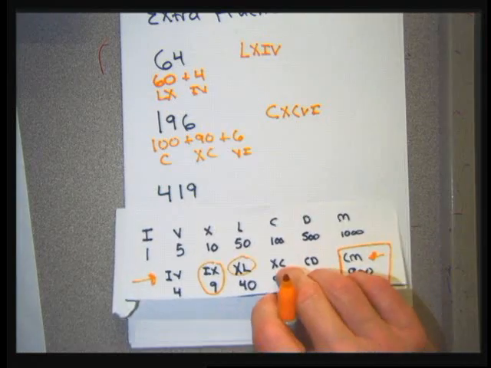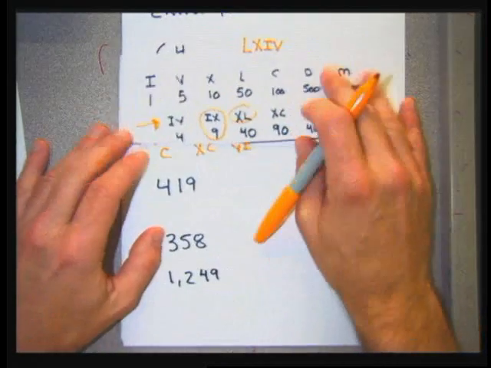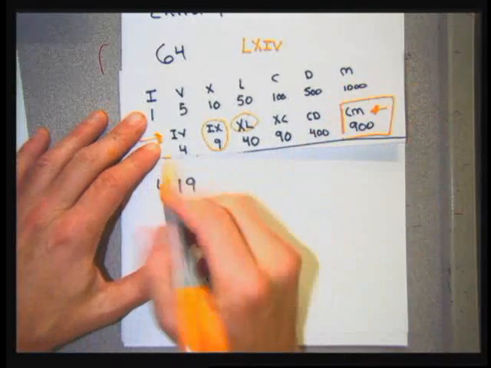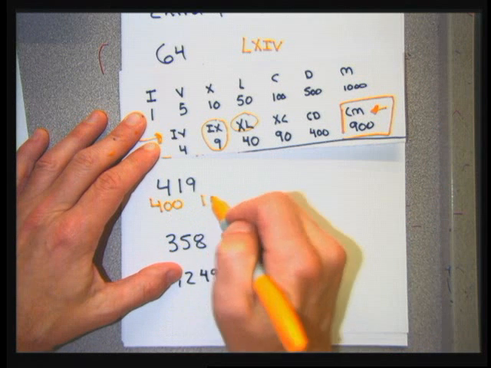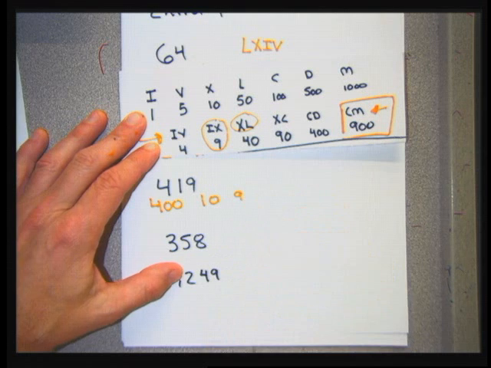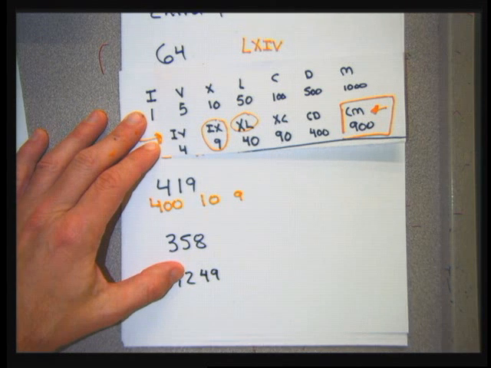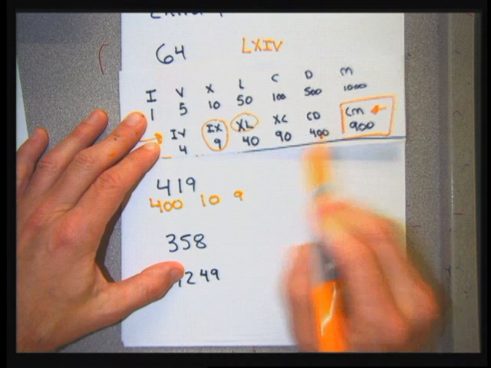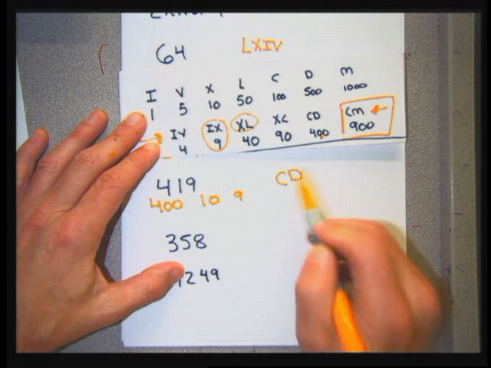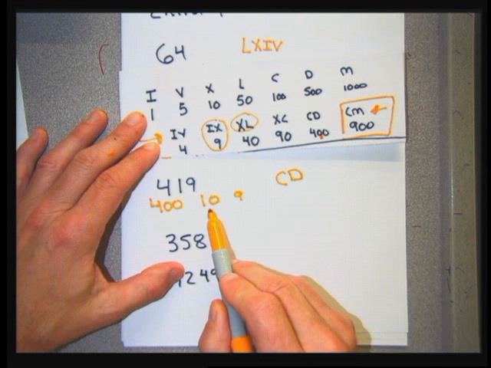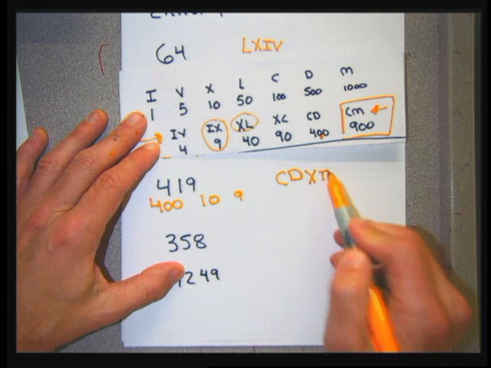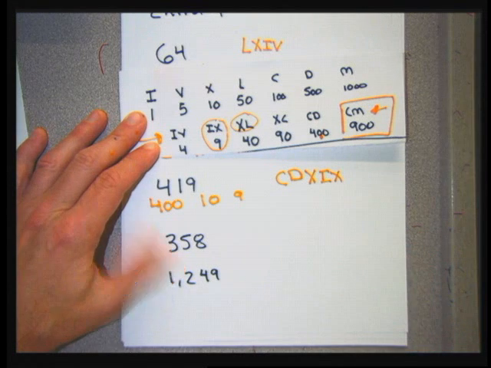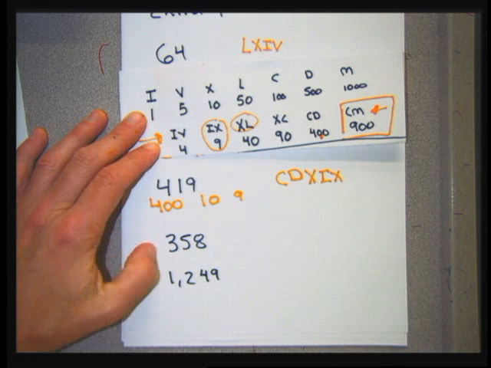419 is going to be more challenging because it has the 400 and the 19. So I'm going to do 400, 10, and 9 for 419. So I wrote down the hundreds, the tens, and the nines. For 400, I see that here to be CD. So I'm going to write CD for 400. For 10, I'm just going to write an X. And for 9, I'm going to write IX. So this is going to be CD X IX.